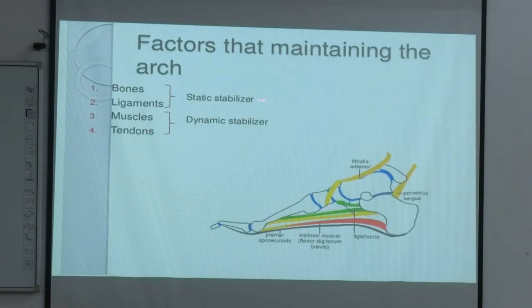Bones and ligaments are static stabilizers. Okay, they do not change. And muscles and tendons, the pull of these muscles and tendons can change according to the position of the foot. So they are known as dynamic stabilizers. Okay, so these are the bones and the green one is the ligament. And there are muscles. These yellow ones are representing the muscles. Okay, and different tendons are also present.